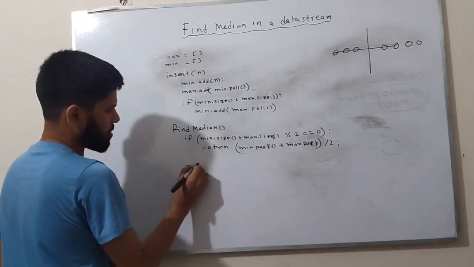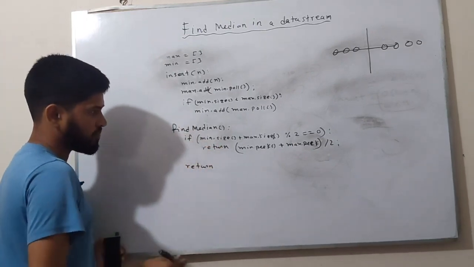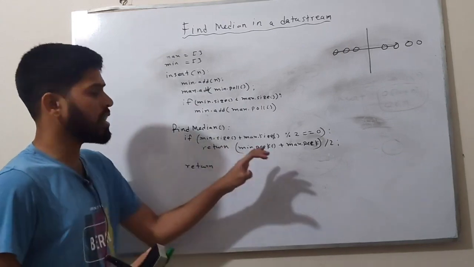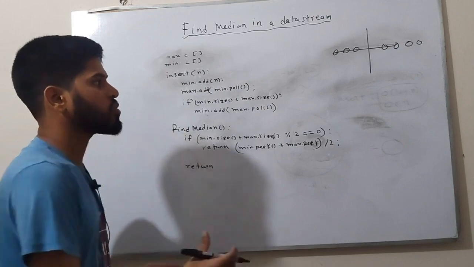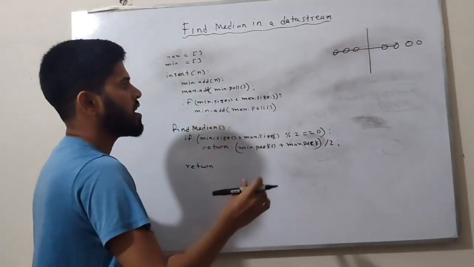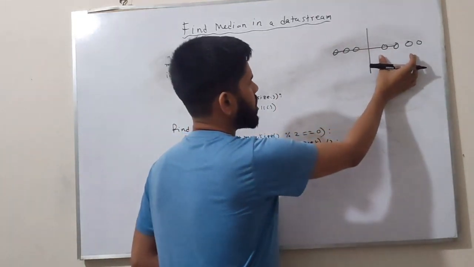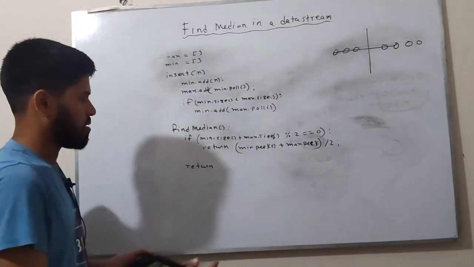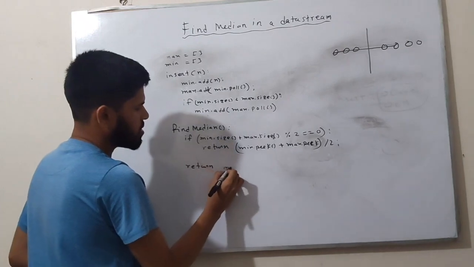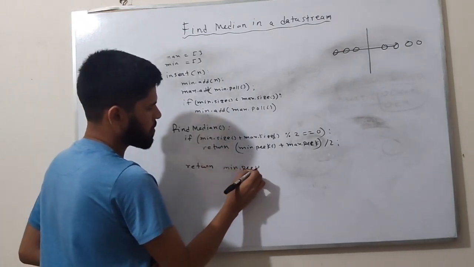Otherwise, we're going to return just the peek element from the min heap, because in that case we have one extra element in the min heap. So we have to return the minimum from this side, from the right side. Alright, so return min dot peek.